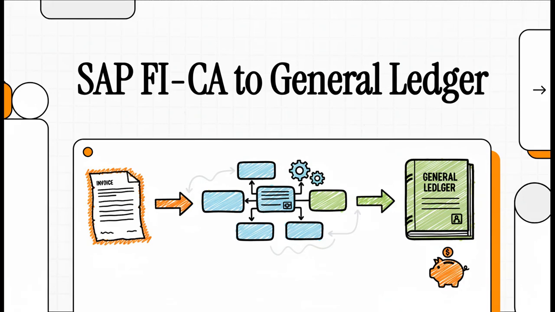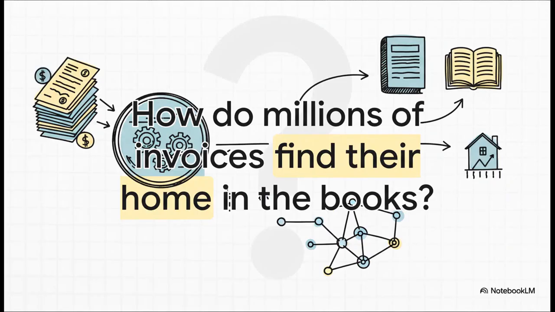We're going to follow the money, tracing the path of a single dollar from a customer's bill all the way to a company's core financial records. We'll pull back the curtain on how massive companies use a system called SAP FI CA to bring perfect order to millions of transactions. So just picture a huge telecom company.